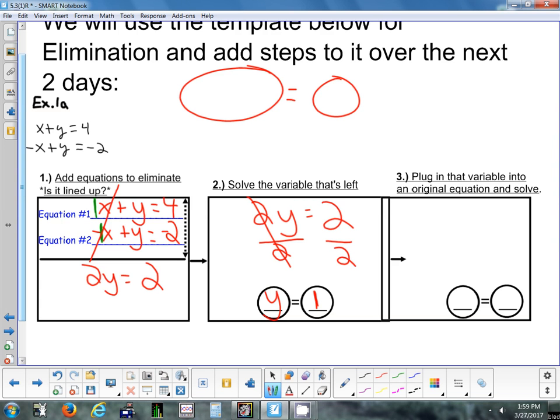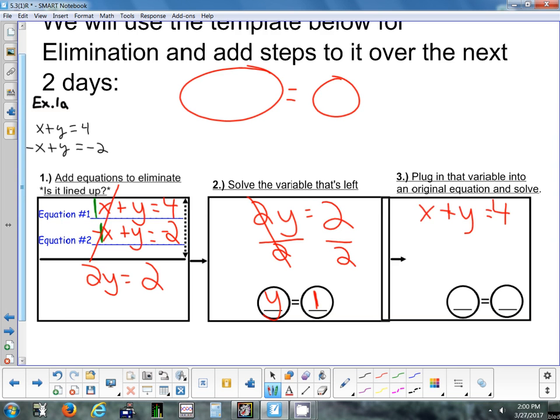Which equation do we want to use? Top one or bottom one? Use the top one, okay. So the top equation was what again? Equation 1 was what? X plus y equals 4.